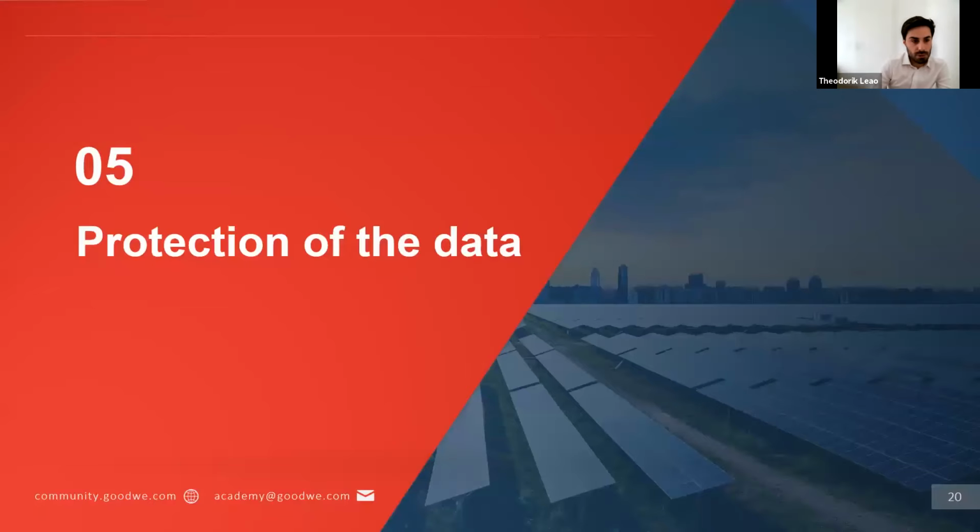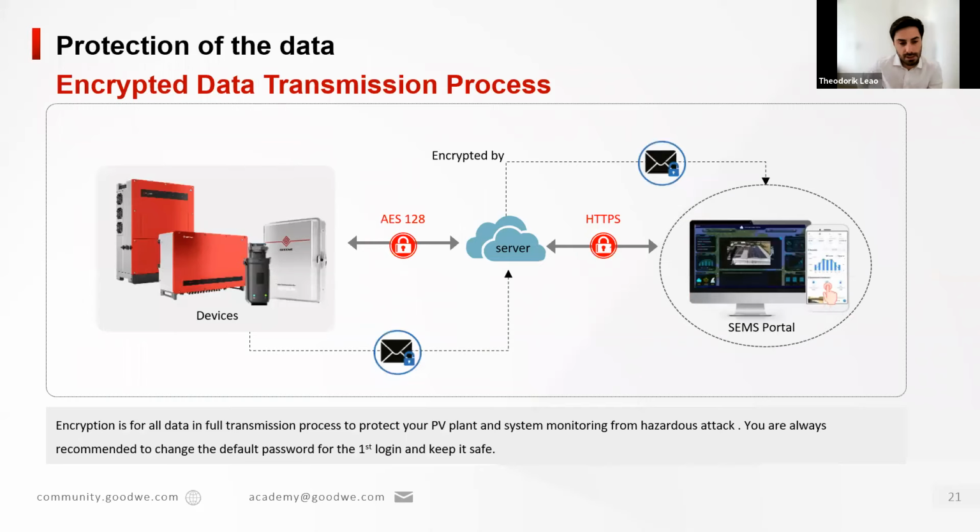Now, shortly about the protection of the data. So the data is usually sent between the GoodWe inverters up to a server and then further to either our portal or to some third-party portal. This data can be quite sensitive, so it's important that it's secure and no one else can reach it. And therefore it's encrypted both when it's being sent from your PV system to our server, but also when it's sent between our server and the portal.